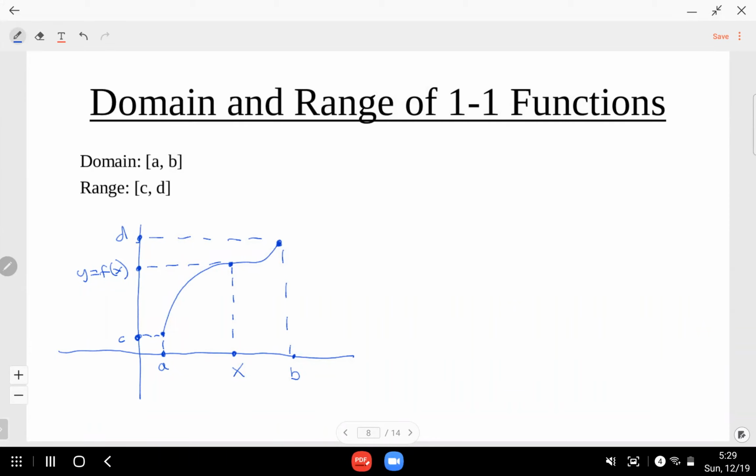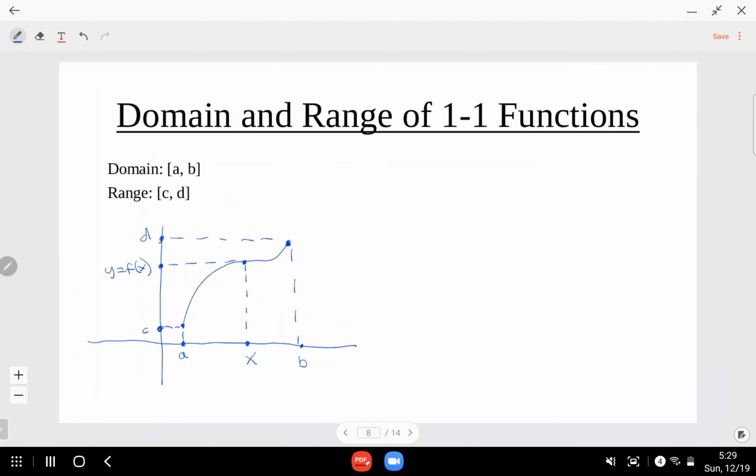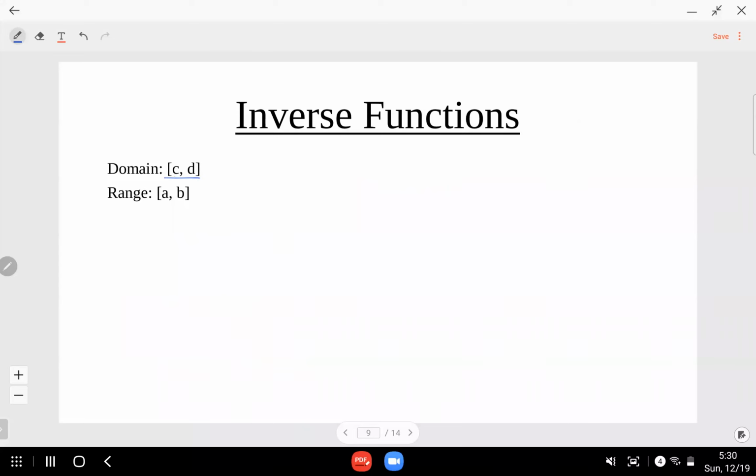So in f, an x in the domain A to B corresponds to only one y in C to D. Now, the inverse function is the exact opposite. The domain instead is C to D, and the range instead is A to B. So now this is our introduction to inverse functions.